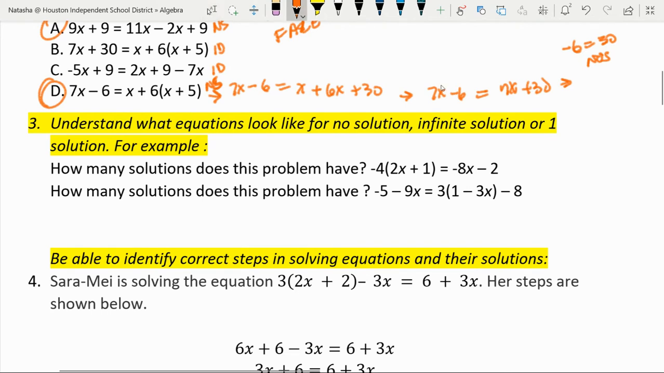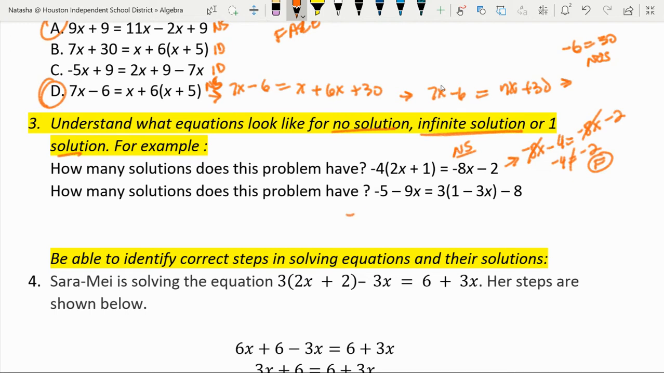We want to make sure that we understand what an equation looks like for no solution, infinite solutions, or one solution. So if I give you the following problems, kind of like what we did above in problem number 2, I need to be able to combine like terms and simplify. So this is going to give me negative 8x minus 4 is equal to negative 8x minus 2. The negative 8x's are going to cancel each other out, because if we add 8x to both sides, that would zero them out. So I get 4 is equal to negative 2. That is no solution. That result is false. Those won't equal each other.